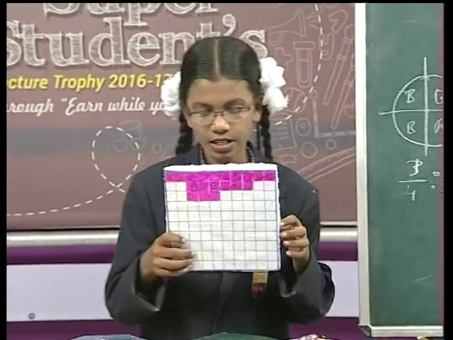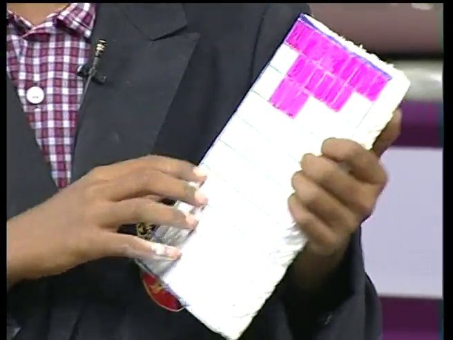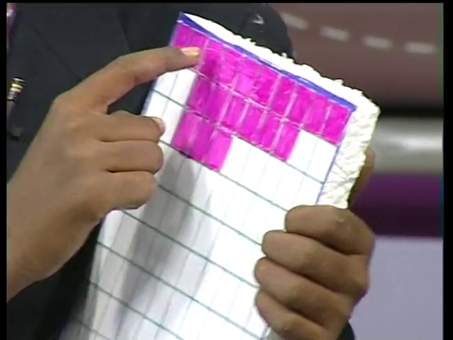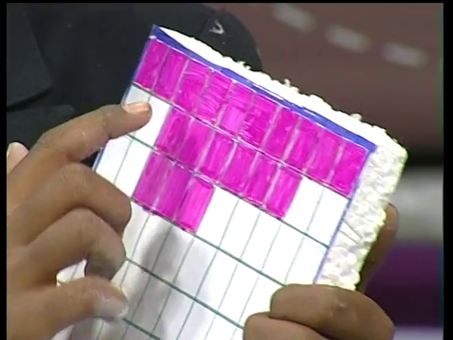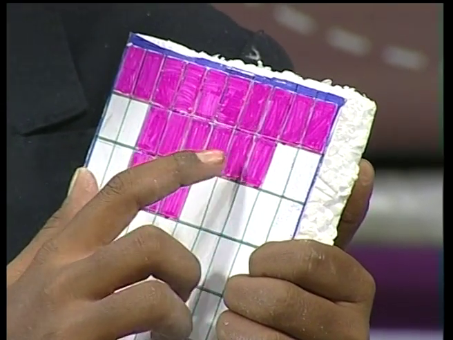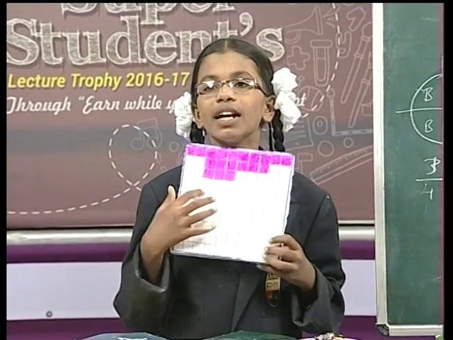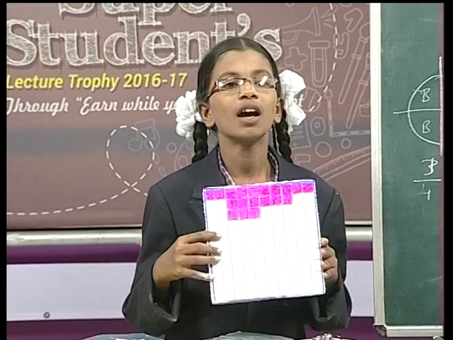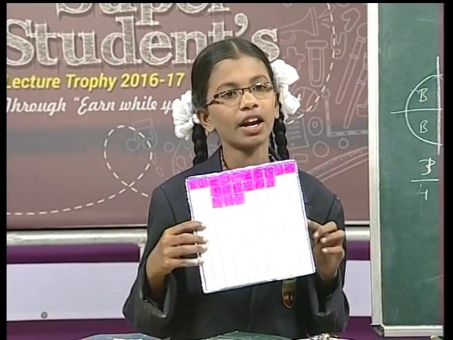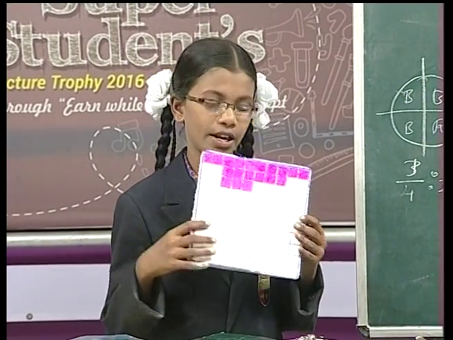Friends, see here. Here the total squares are 100. Here we divide into some equal parts, counting 1, 2, 3, up to 19. All these 100 squares we divided and took 19 parts. So here the ratio is 19 to 100, and the fraction is 19 by 100.